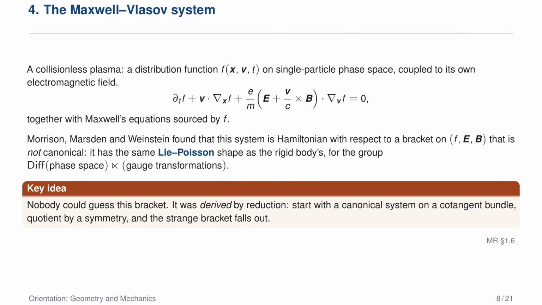Morrison, Marsden, and Weinstein discovered that this whole system is Hamiltonian, with respect to a bracket on the distribution function and the 2 fields. That bracket is not the canonical one. It has the same Lie-Poisson shape as the rigid body's bracket for a group that combines diffeomorphisms of phase space with gauge transformations. Now, nobody could guess that bracket by inspection. It was not guessed. It was derived by starting with an ordinary canonical system on a cotangent bundle and quotienting by a symmetry. The strange bracket falls out of the quotient.